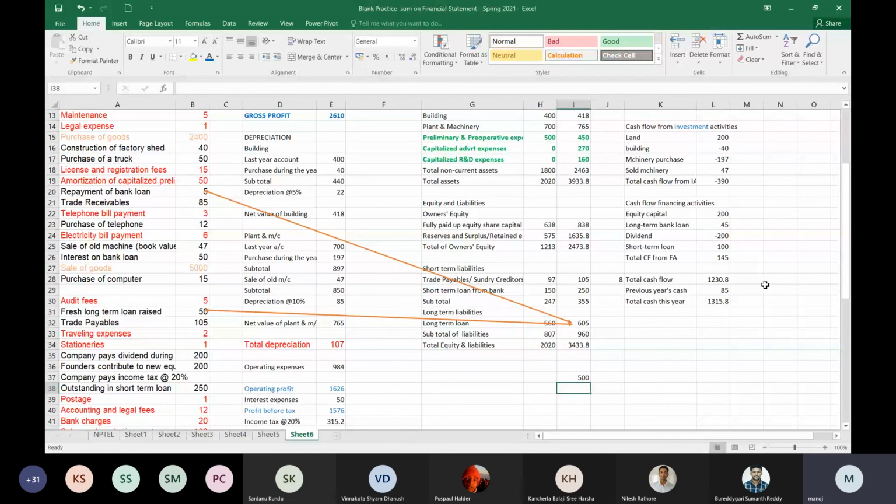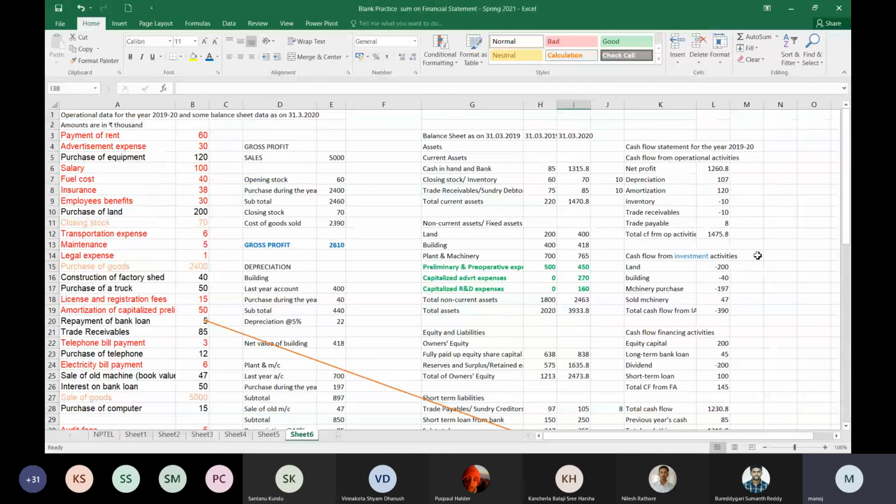2020, right? It is balanced. Let me see the previous year. If it is wrong, then everything will go wrong. Total current asset. Oh, there is no formula. So we have to put the formula to see if the previous year's values are okay.